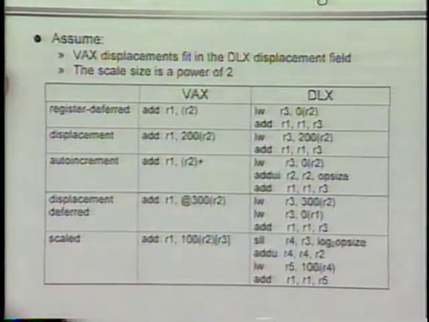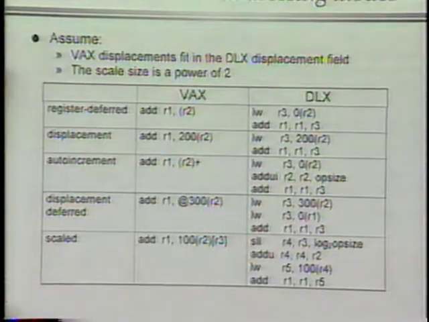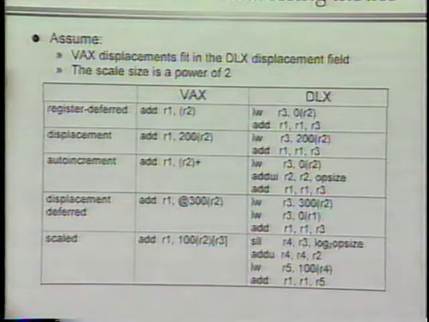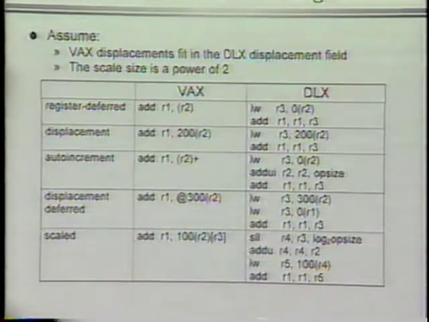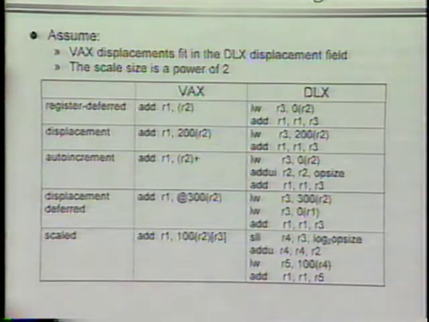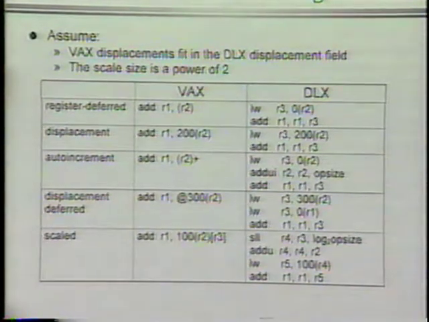This kind of translation, by the way, is not just an academic exercise. DEC, in making a transition from the VAX to a RISC-like processor, the Alpha, I think provides some software that automatically does this conversion to allow their customers to run old programs that take advantage of VAX addressing modes that don't exist.